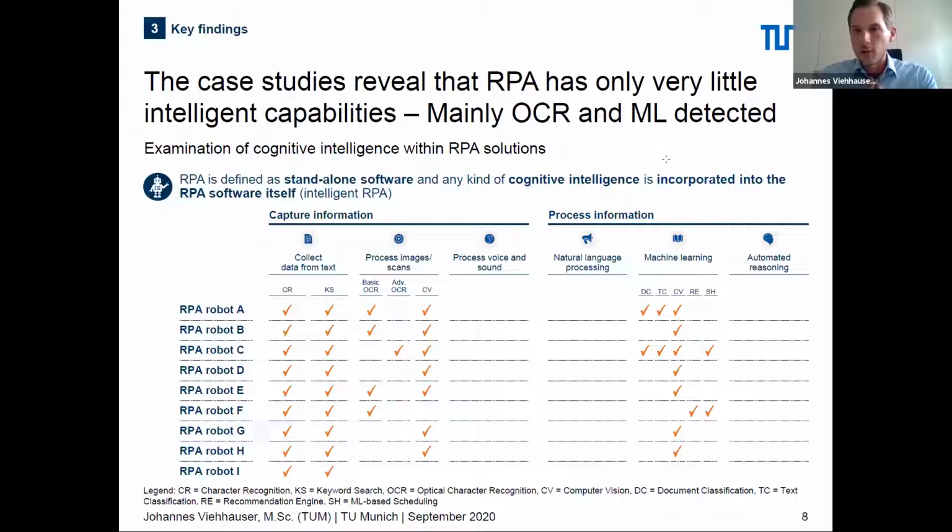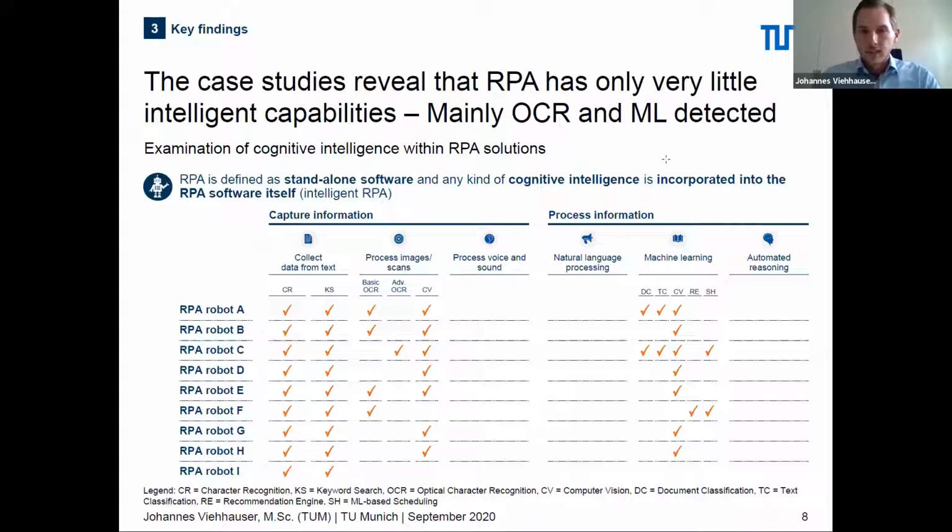And 2 of the RPA solutions provided some kind of machine learning based scheduling assistance, which enabled the RPA solutions to schedule and orchestrate various robots, or one robot to perform multiple tasks based on machine learning based scheduling. And this is something which perfectly suits RPA and therefore should be incorporated into RPA tools as machine learning capabilities.